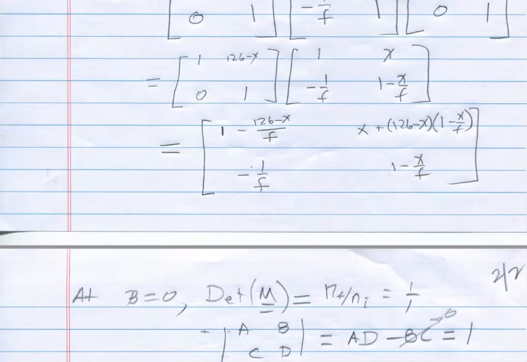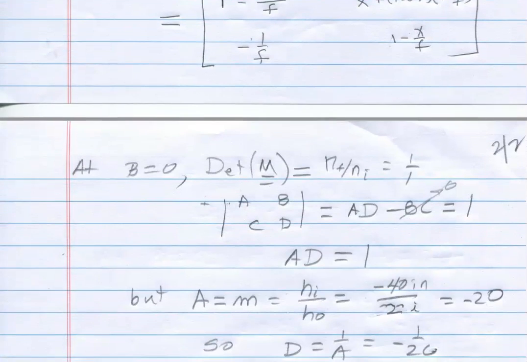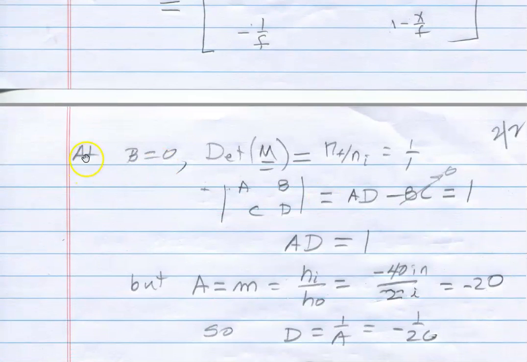And now then we take our imaging conditions. We know that imaging condition is setting b equal to 0. But let's look at a few other things. Oh, and then when b is equal to 0, well, the a is equal to the lateral magnification. And I can actually get that here, hi over ho, because I know the image is inverted, so it's minus 40 inches, and we're given it was 40 inches tall, and the object was 2 inches.